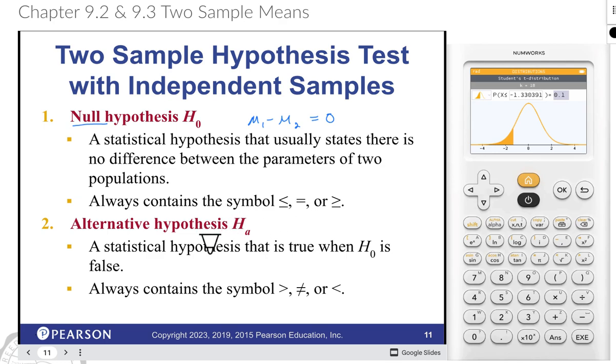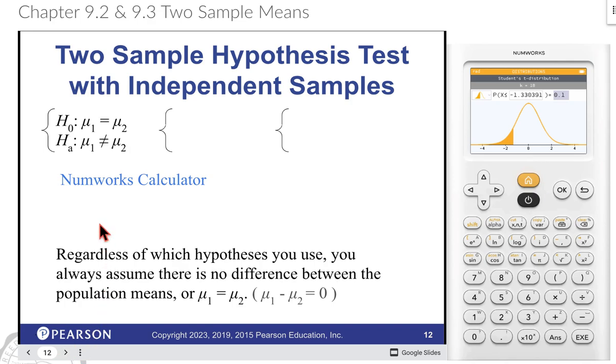We come up with an alternative hypothesis, and that's what we read through in the question, to see whether we're doing greater than, less than, or not equal to. As we use the calculator, we'll set up the alternative hypothesis as one of these three. So there are really three different tests that we can do as we set them up.